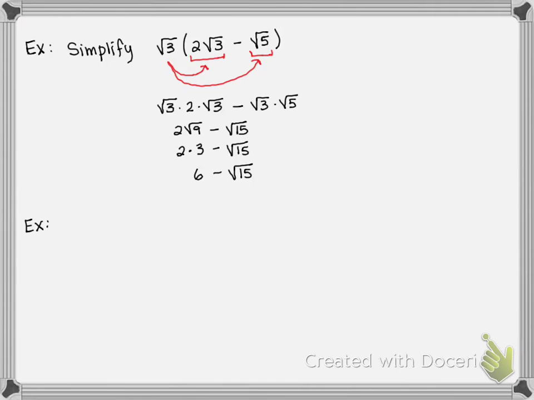Multiply two binomials. So we will multiply, let's do the square root of 3 plus 4 times the square root of 5, times 3 minus the square root of 5.